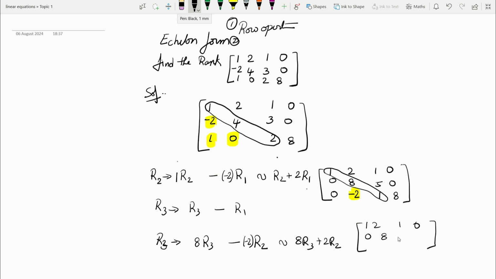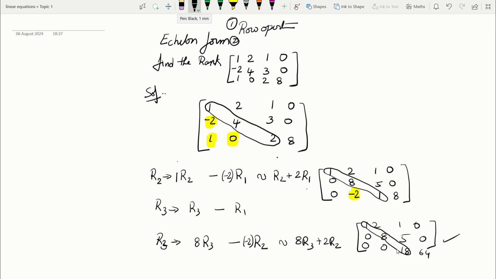How can you write this? 8 R3 minus into minus, plus 2 into R2. If you do this, our matrix will convert to 1 2 1 0, 0 8 5 0, 0, and 8 into R3: 8 into 2 is 16, and 2 into 8 is 16. If I am adding, obviously it will be 0. Then here I am going to get 18. Then I am going to get 64.